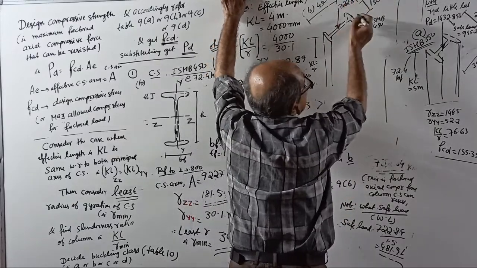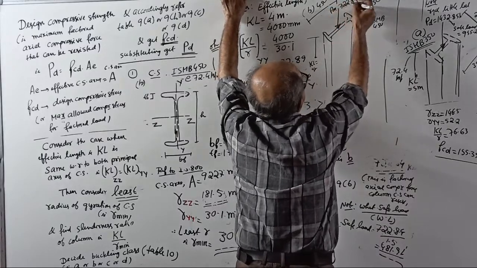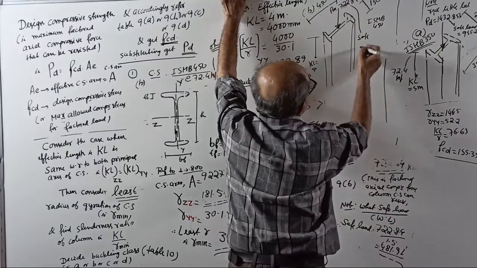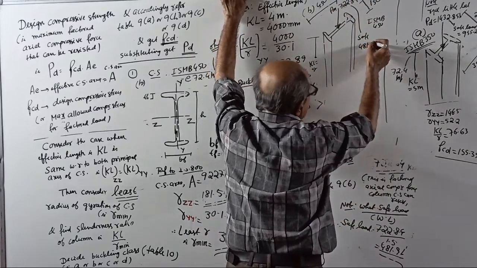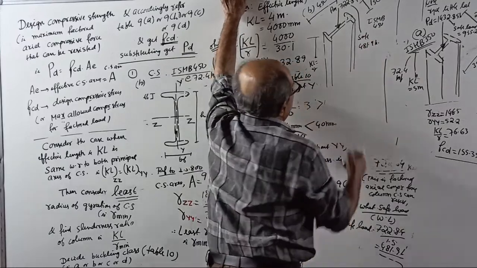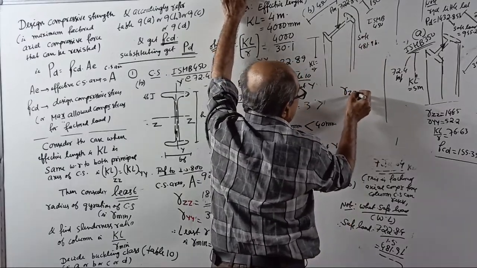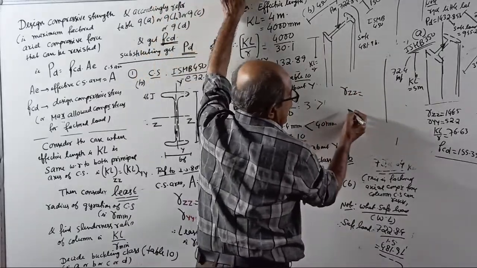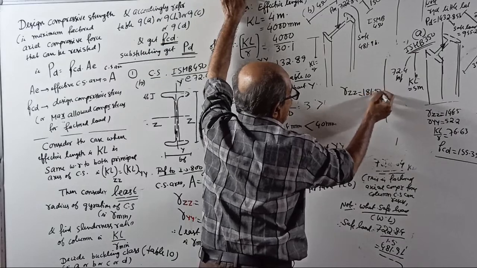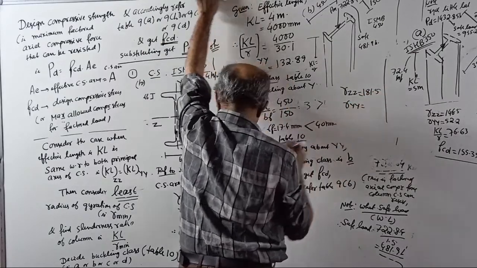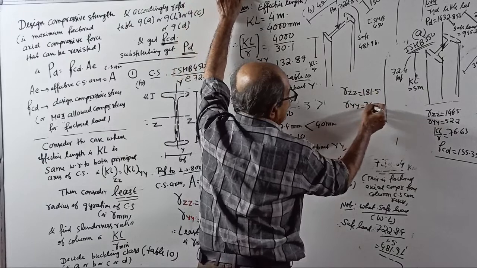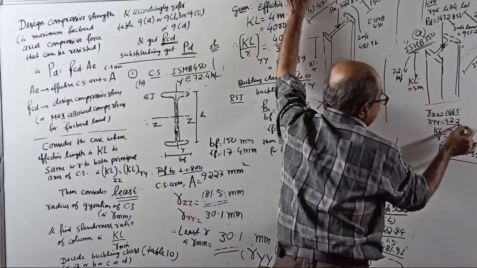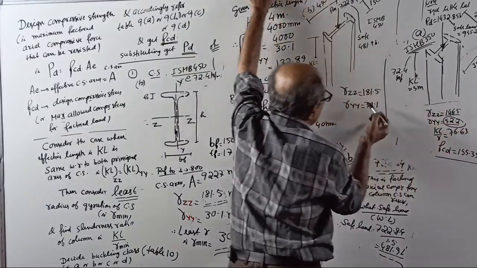722.84 kilonewton is the design strength, PD. Or if you want the safe load, it is 481.9 kilonewton. And here your RZZ is high. High RZZ 181.5 and your RYY is 30.1. Here, RZZ is 146, RYY is 52. So 52 is critical here.